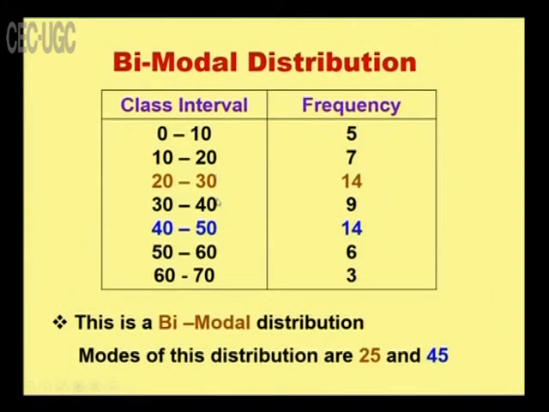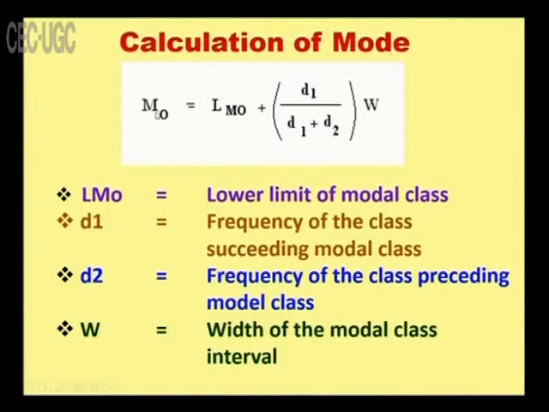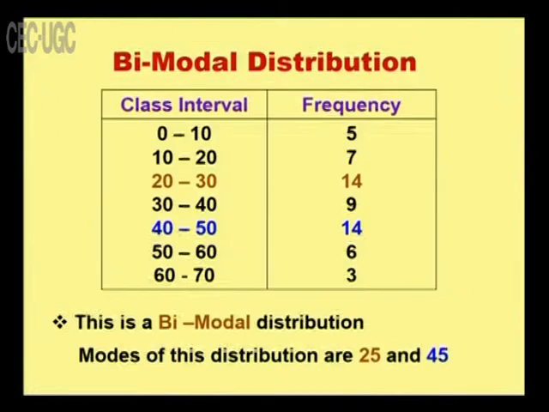And look at this example. Here the class interval 20 to 30 has the frequency 14, and 40 to 50 also has the frequency 14. Therefore, two class intervals have the highest frequency, and again it is bimodal, and 25 and 45 are the modes. Now let us see the formula for calculating the mode. Look at the formula: the mode is equal to L suffix MO plus D1 by D1 plus D2 into W. Here L suffix MO is the lower limit of the modal class. So, what is the lower limit?